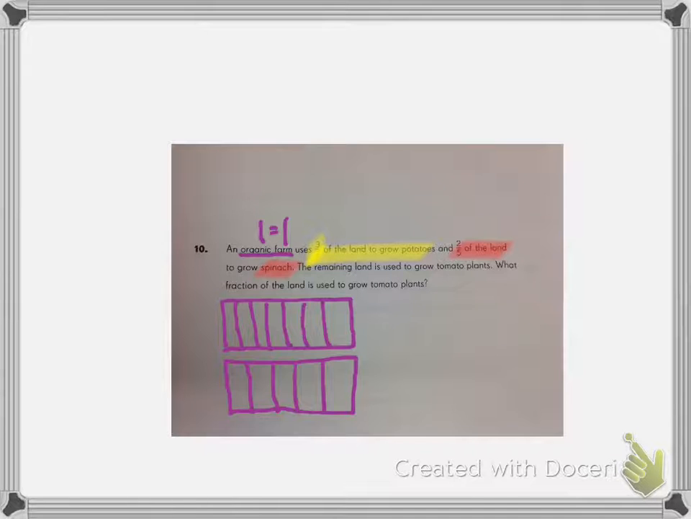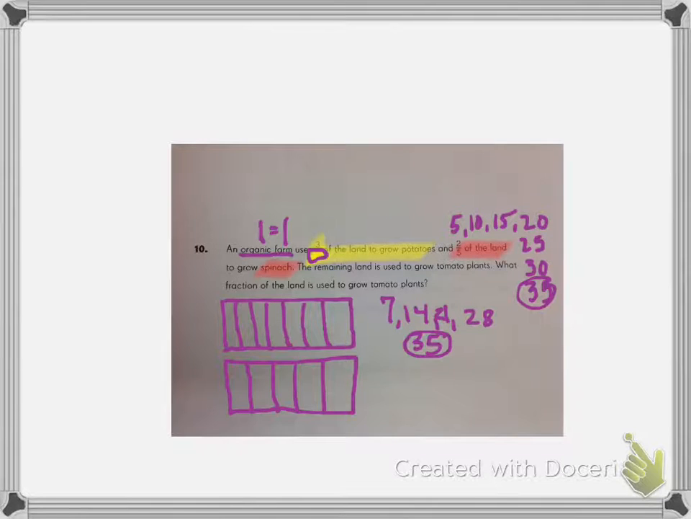And my common denominator is going to be 35, because if I skip count by 5s, I'm going to get 5, 10, 15, 20, 25, 30, 35. When I skip count by 7s, for my denominator of 7 right there, I'm going to get 7, 14, 21, 28, 35. So I know 35 is my least common denominator.